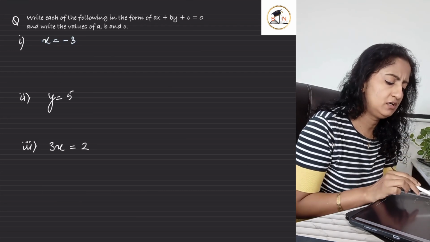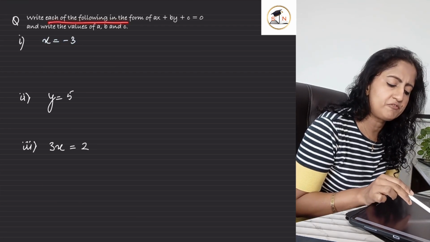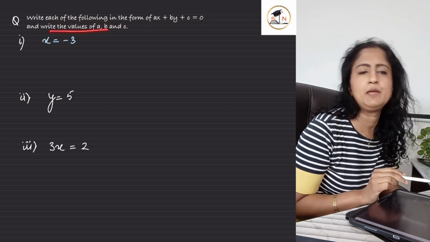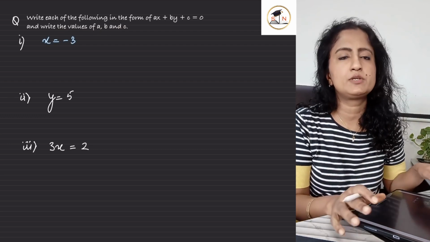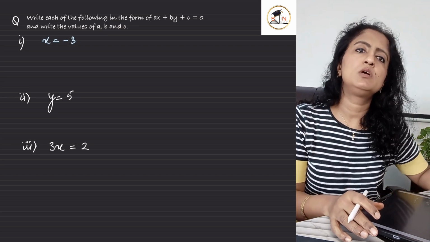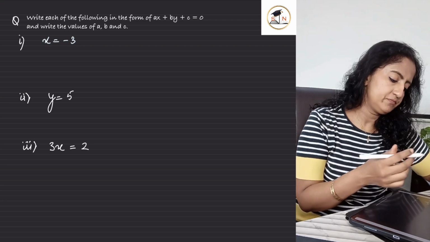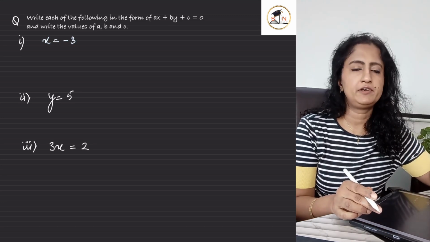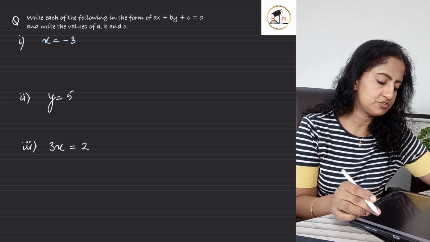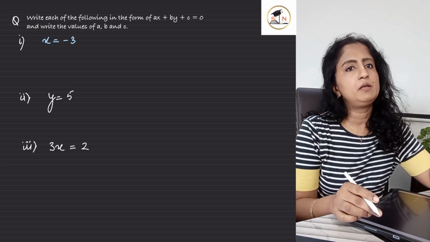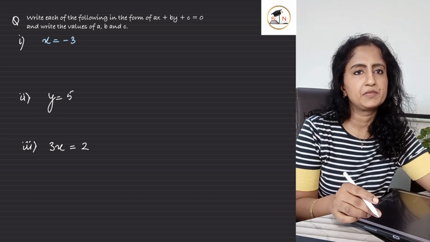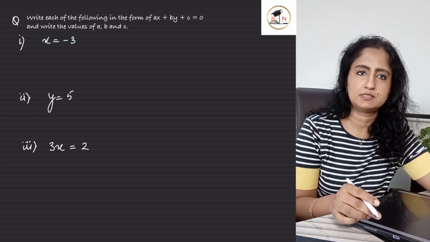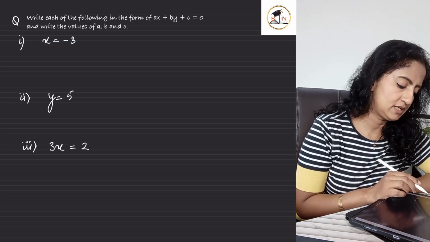The question is similar: write each of the following in the form of ax plus by plus c equals to 0, and then write the values of a, b, and c. The question is absolutely similar, where you need to convert it into the standard form and then write the values of a, b, c. But the parts are different over here, because if you see on the screen, every part is having just one variable. Yet, we are being asked to convert them into two variables. Okay, so how do we convert that?